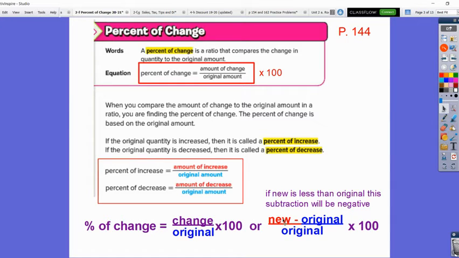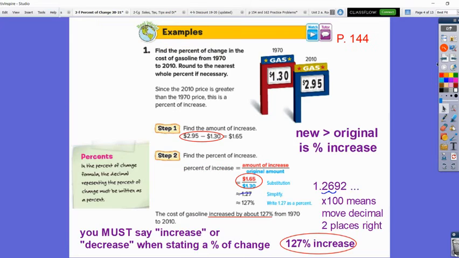Now, you could do the new minus the original, except if the original is bigger than the new, if the actual amount went down, then when you do this subtraction, you get a negative number. We haven't gone over negative numbers yet, so we're not going to work these problems with this specific rule, even though it tells you whether it's an increase or decrease. We'll just identify whether it's an increase or decrease and use the amount of change. That's what the book does anyway.